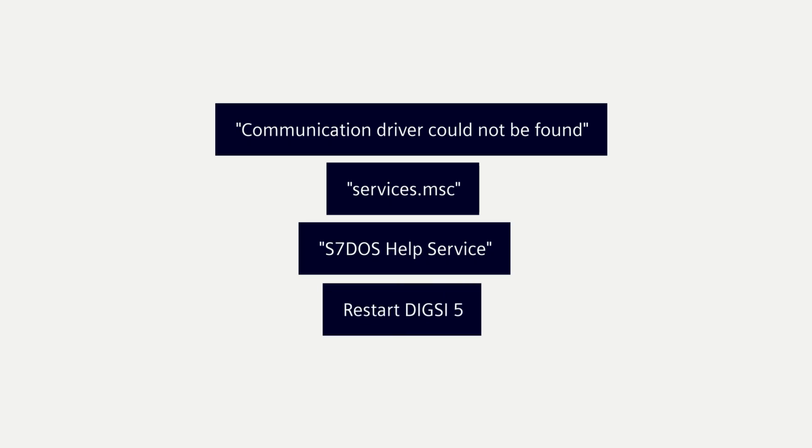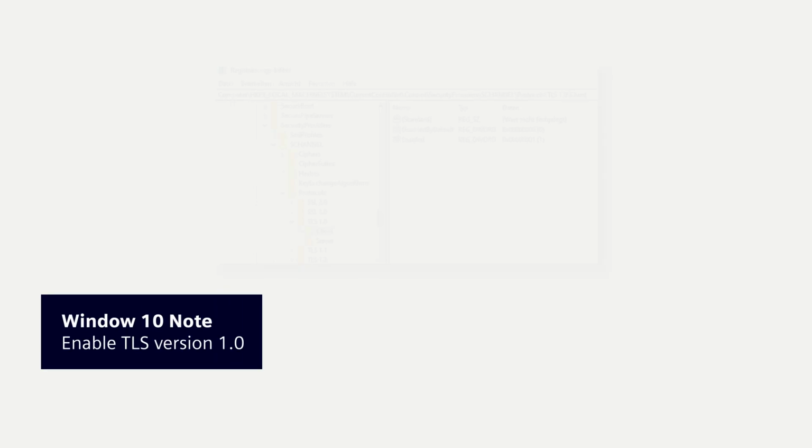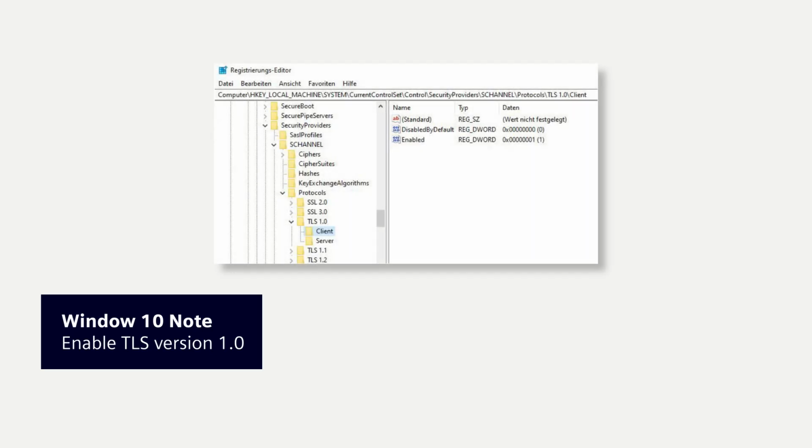One more quick note: if you're using Windows 10 with DIGSI 5 version 8 or lower, and your SIPROTEC device has firmware earlier than version 7.30, you will need to enable TLS version 1.0 in your Internet Options security settings. Windows 10 disables this by default, which blocks the communication protocol these older firmware versions use.